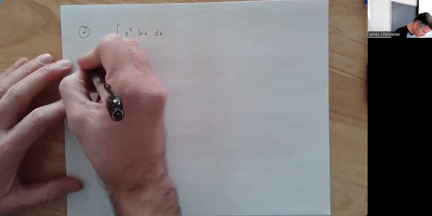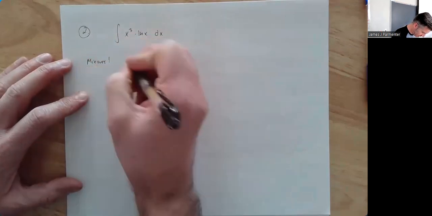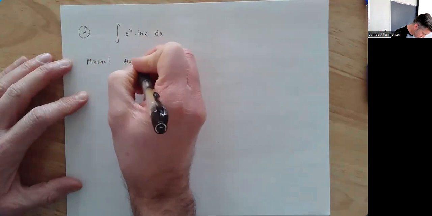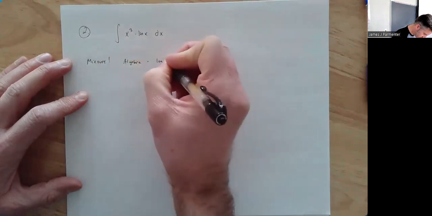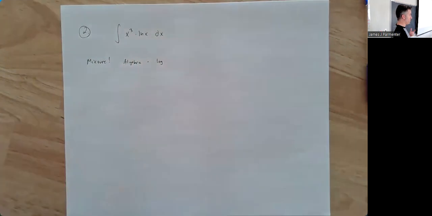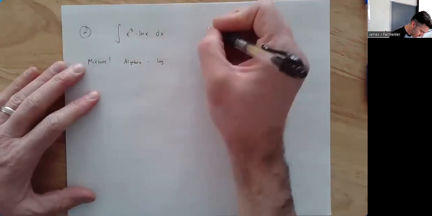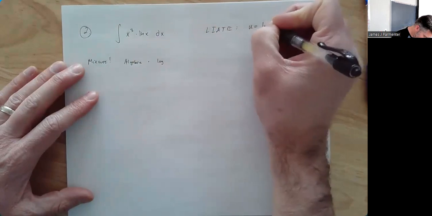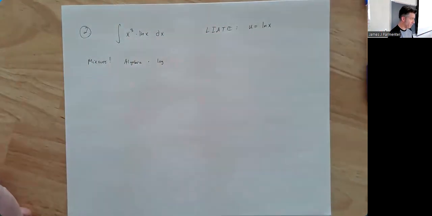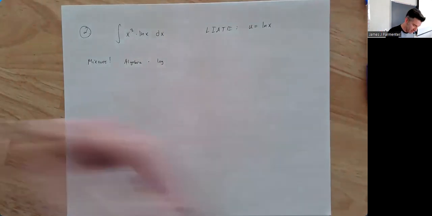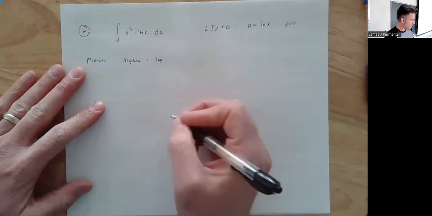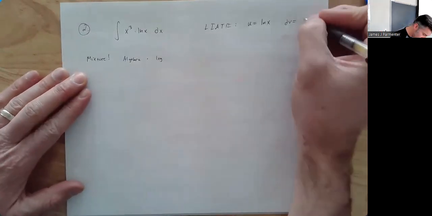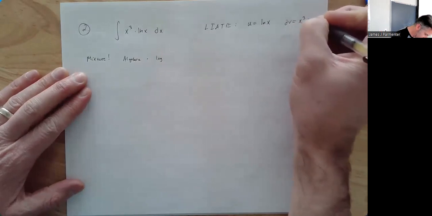I have a mixture. I have an algebra thing times a log thing. And according to my LIATE acronym, I should let u equal the log thing. So LIATE says u is going to equal the natural log of x. And then once I've chosen u, dv has automatically been decided for me. dv has to be everything else in my integral, including the dx. The dv is going to be x cubed times dx.